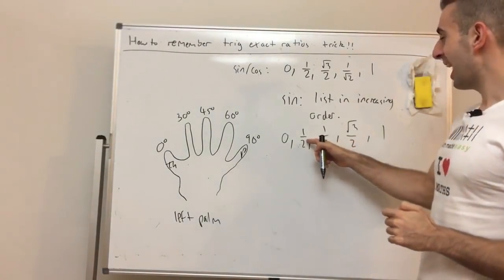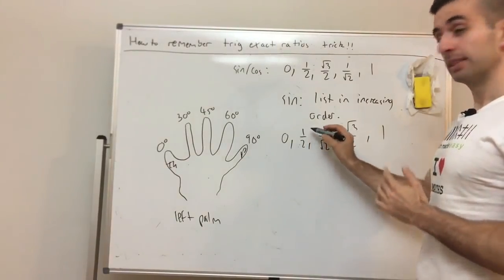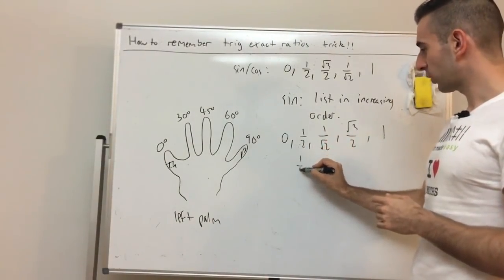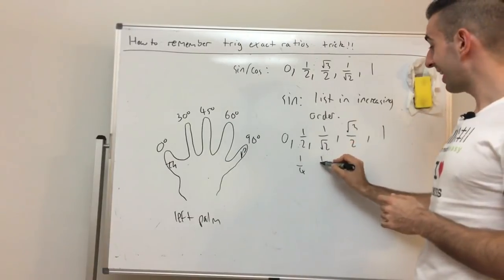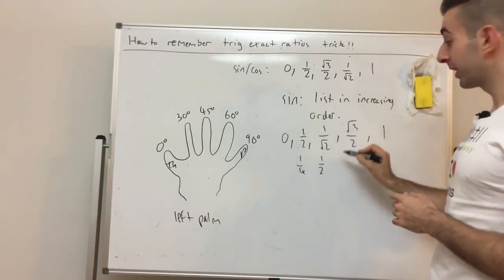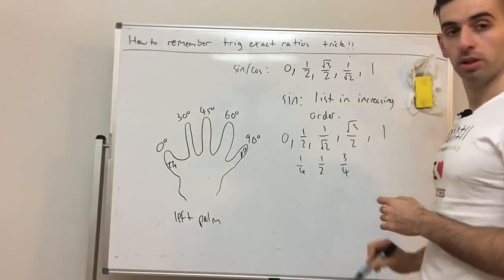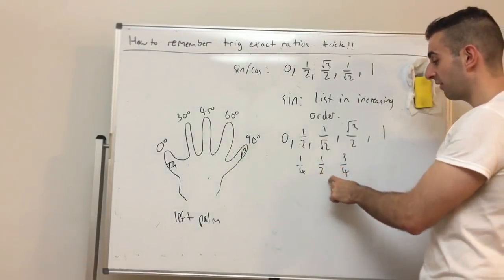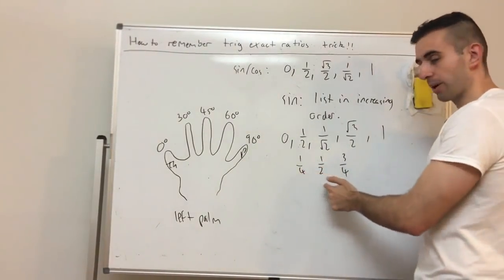Well, to compare these numbers, we can square them. If we square a half, we get a quarter. If we square 1 on root 2, we get a half. If we square root 3 on 2, we get 3 over 4. So obviously you can see a quarter, a half, 3/4, that's increasing order.